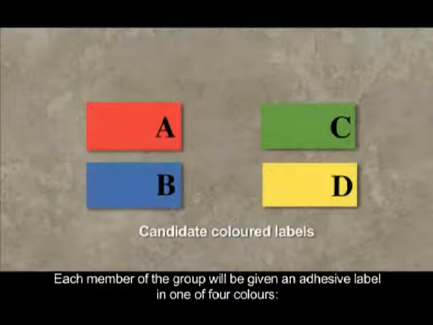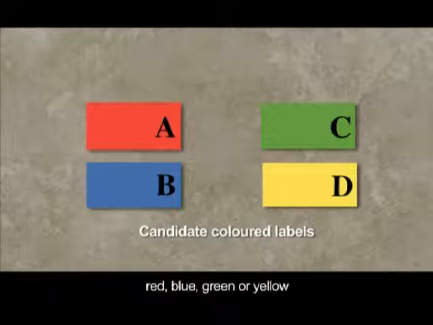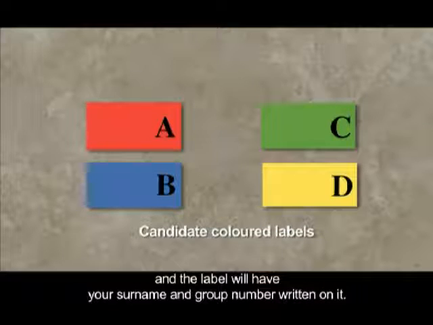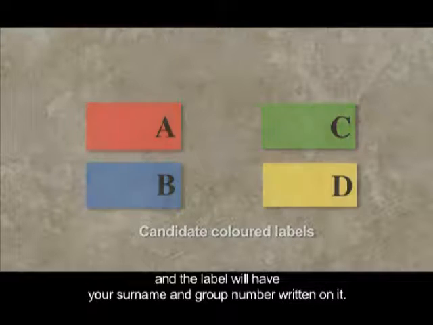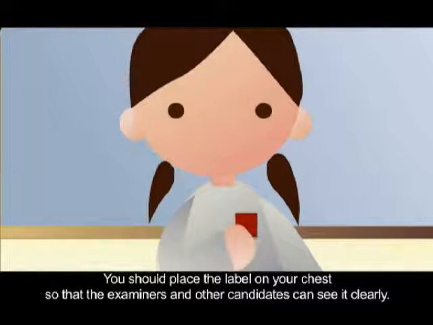Each member of the group will be given an adhesive label in one of 4 colors: red, blue, green or yellow, and the label will have your surname and group number written on it. You should place the label on your chest so that the examiners and other candidates can see it clearly.